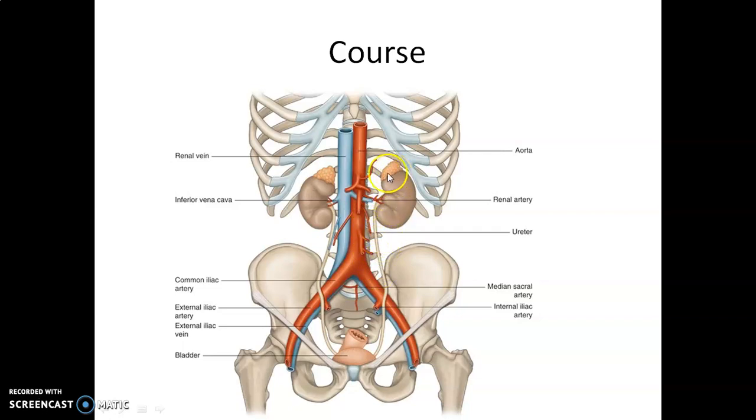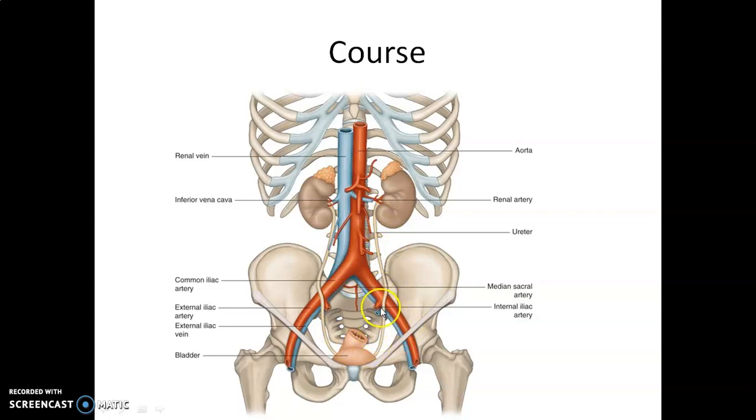So here is the upper pole of the kidney at L1, lower pole of the kidney at L3. So the ureter begins at L2. It begins from a funnel-like expansion called the pelvis of the ureter, descends vertically downwards across the tip of the transverse process of lumbar vertebra, then crosses the sacroiliac joint and the bifurcation of the common iliac vessels. It leaves the abdominal cavity to enter the pelvic cavity.